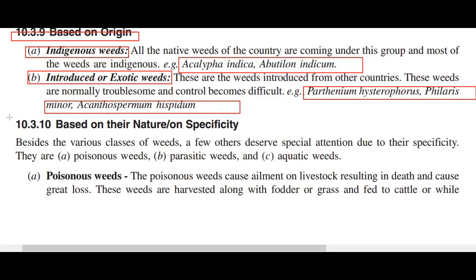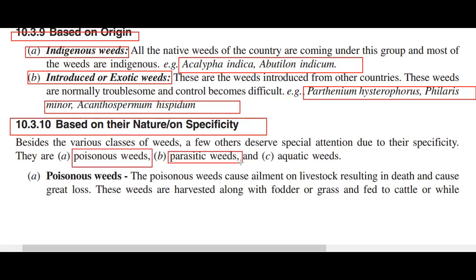And now the next classification is based on their nature and specificity. Besides the various classes of weeds, a few others deserve special attention due to their specificity. They are poisonous weeds, parasitic weeds, and aquatic weeds. These are also a special category of weeds. So let's discuss one by one, based on nature and specificity.